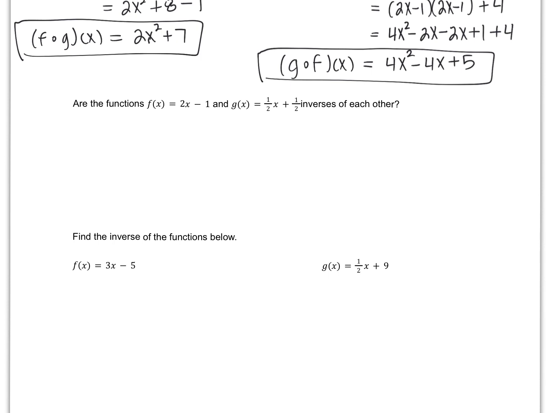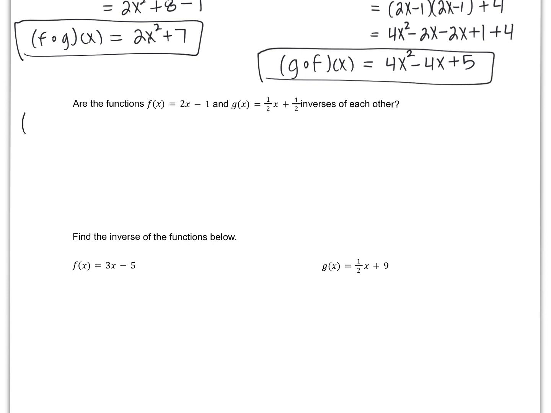The next thing I'm going to take a look at is determining whether two functions are inverses of each other. We're given the equations f of x is 2x minus 1 and g of x is 1/2 x plus 1/2. When we're checking this, we're going to find f of g of x and then g of f of x, and make sure both of them simplify to x.